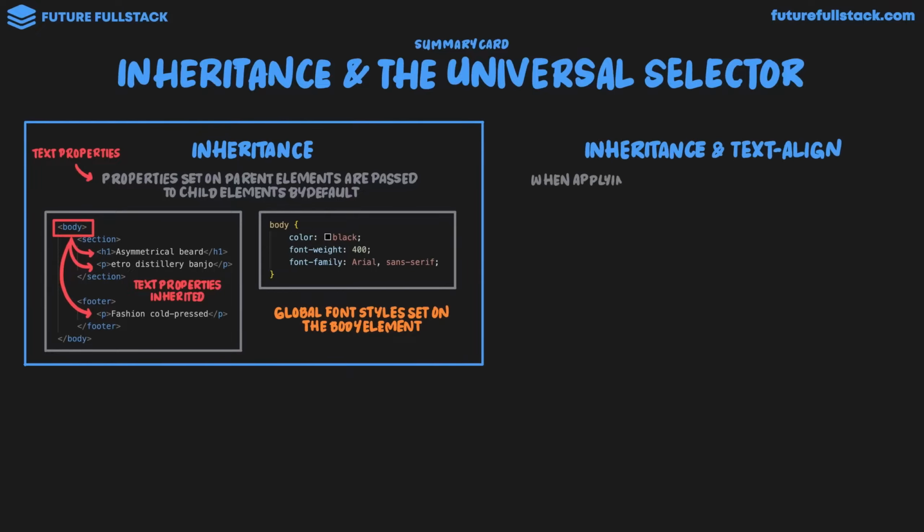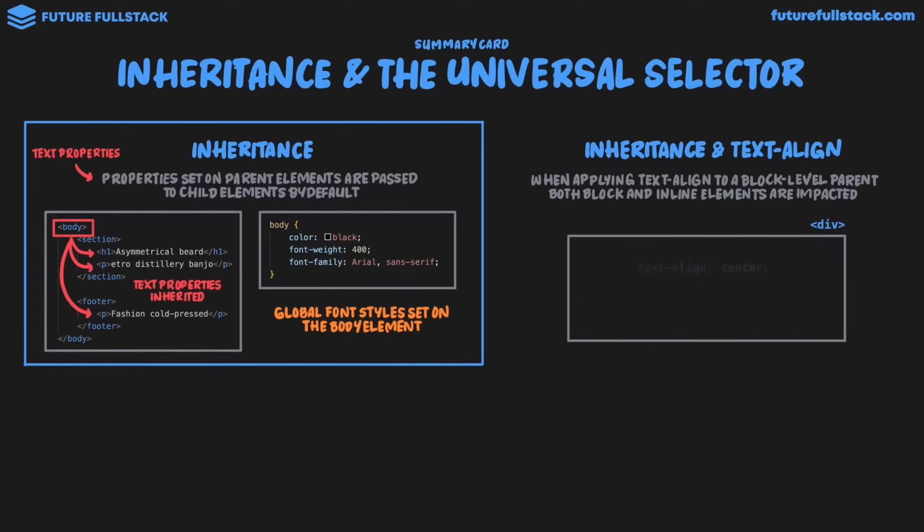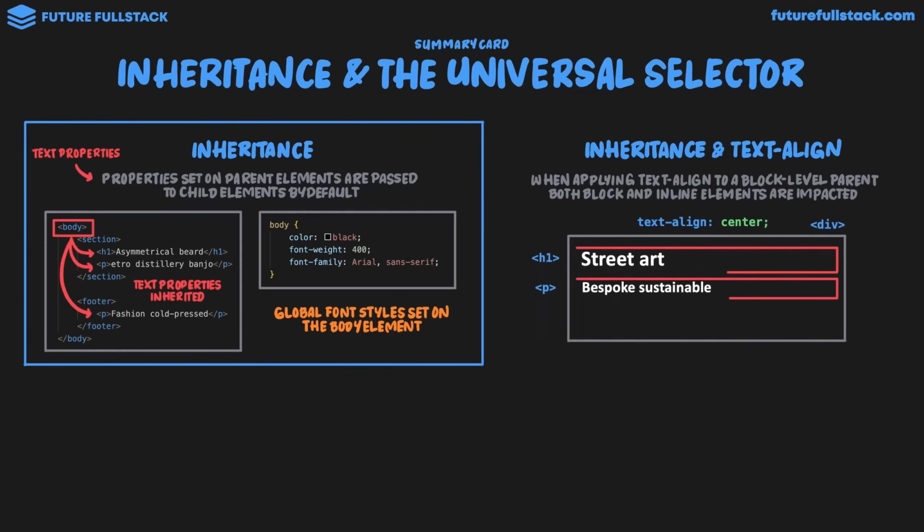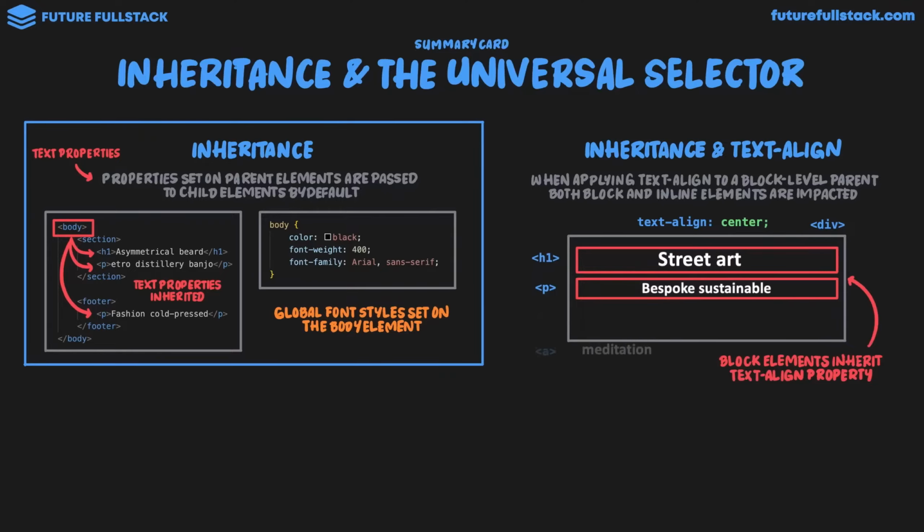We saw that when applying text-align to a block-level parent, both block and inline elements are impacted. We looked at an example where we had a div, and we applied the text-align property to this div container. We had an H1 and paragraph, which are both block elements, and block elements inherit the text-align property. This causes them to center inside their box. We saw an anchor tag, which is an inline element, and inline elements have space to move inside the block container, which results in the anchor tag being centered. So applying text-align to a container results in both block and inline elements being centered, just through different mechanisms.